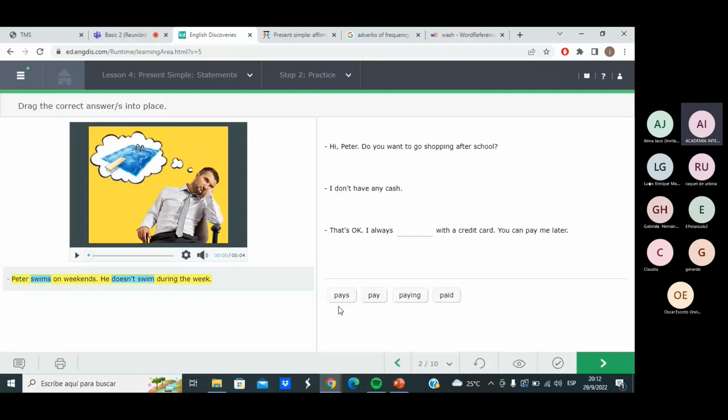Okay, would you choose this one, right? Pays or not? Pay. Just pay. Okay, pay. This one. Solo esa, ¿verdad? Okay. I always pay with my credit card. You can pay me later. Yeah, that's the best option.